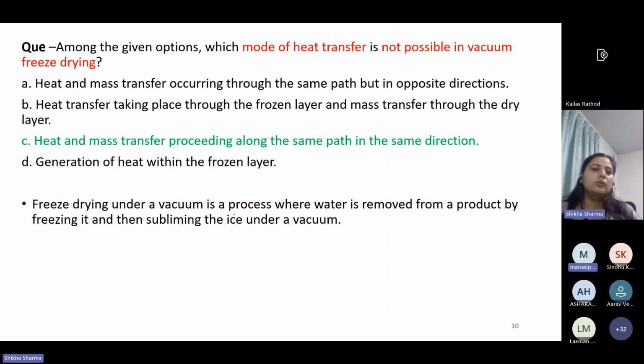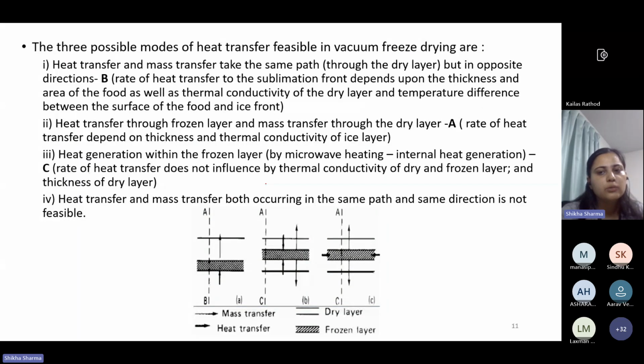But in the first question, ma'am, you told that heat transfer and mass transfer occur from inside to outside, right? So it is in the same direction. So there are three conditions we usually have. If you have gone through the lecture video, there is one section where this diagram is there. Can you recognize it?